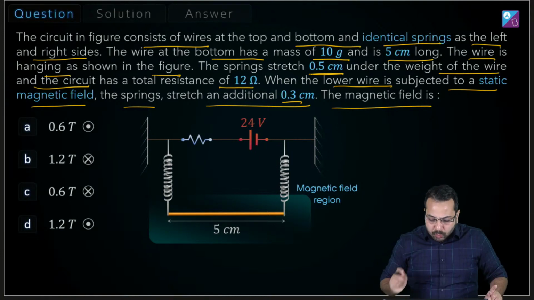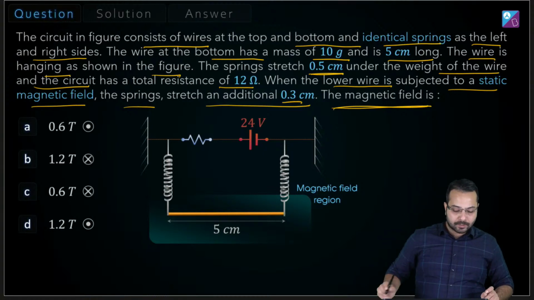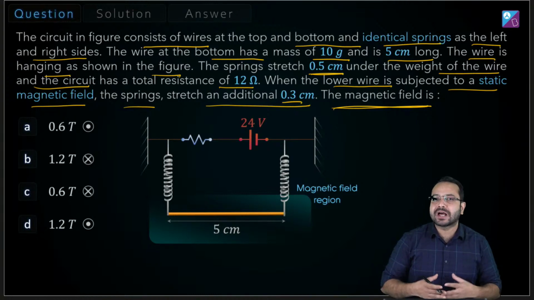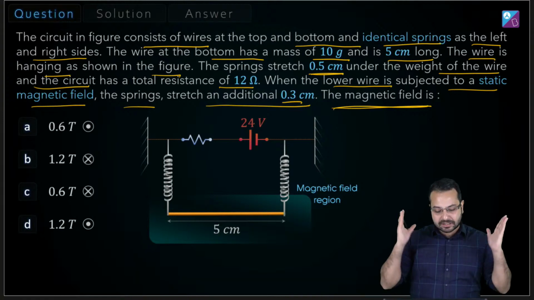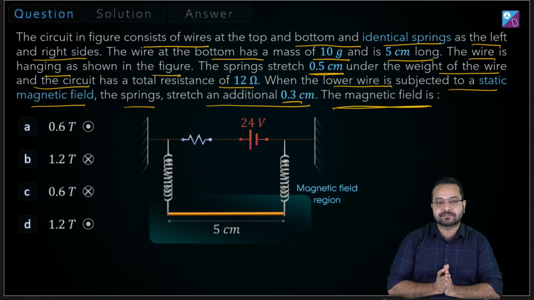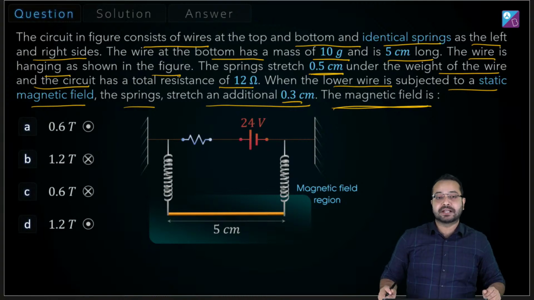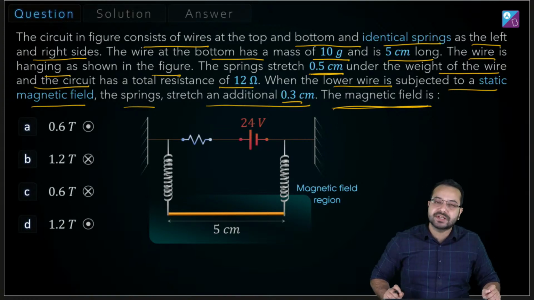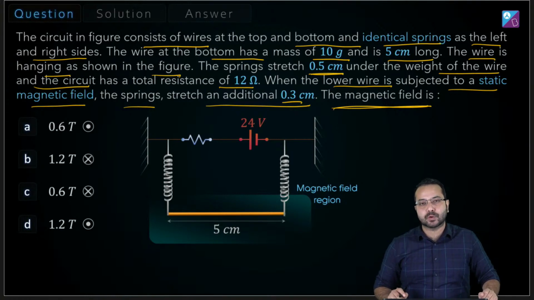That is the question. So what do we have to calculate here? We have to calculate the magnetic field. And if you look at the options, we don't just have to calculate the magnetic field magnitude, but we also have to figure out its direction. This is the question, and I'm going to ask you, what is the concept involved over here? How do we proceed with this question? What is the first thing that comes to your mind? That's what we need to discuss.